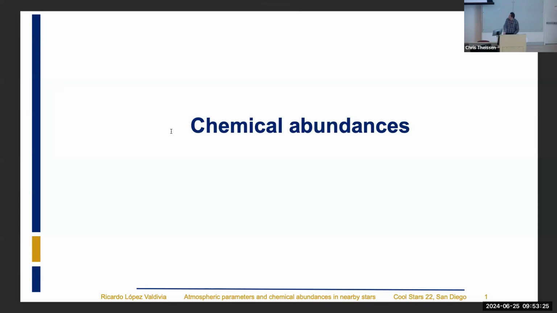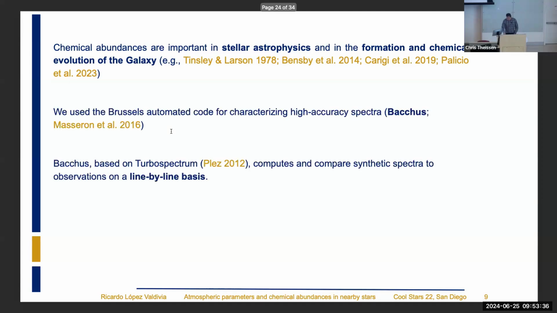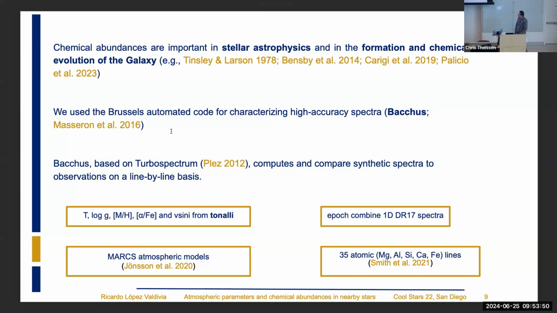Now that we have the parameters, the next move is to compute chemical abundances. Chemical abundances are important in various astrophysical fields, some of them the formation and chemical evolution of the galaxy. To do this, we are employing BACCHUS, which basically computes and compares synthetic spectra against observation on a line-by-line basis. We have all the requirements to run BACCHUS. We have a set of atmospheric parameters, we set model atmospheres, we have observation, again the APOGEE data, and we are using 35 lines of these 5 elements to determine the abundances.